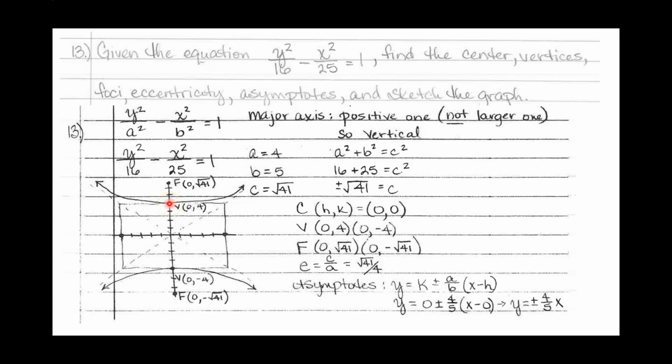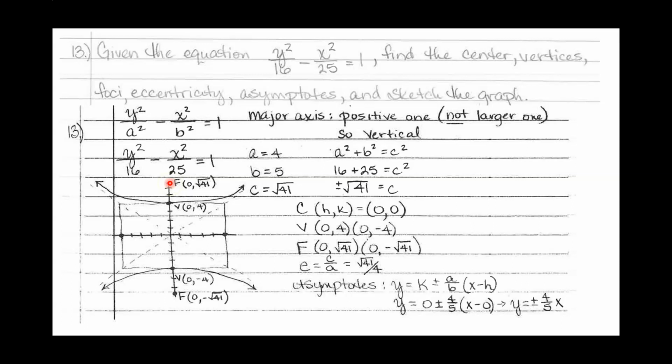That would give me one vertex at (0, 4). And I'll go down 4. That would give me the other vertex at (0, -4). My foci are also on my major axis, so I'm going to start right here at 0, and I'm going to go up my c value, because c is the distance from the center to the focus.